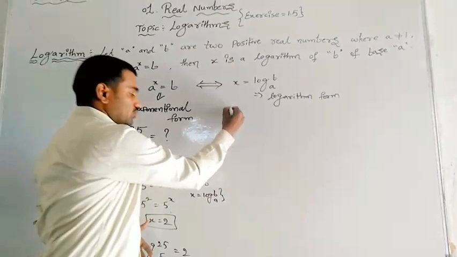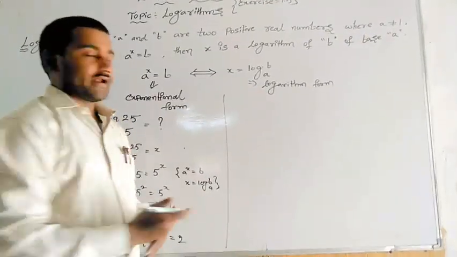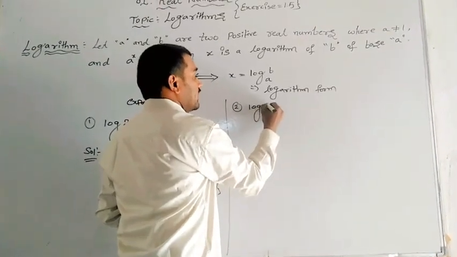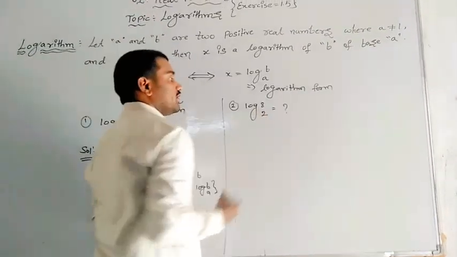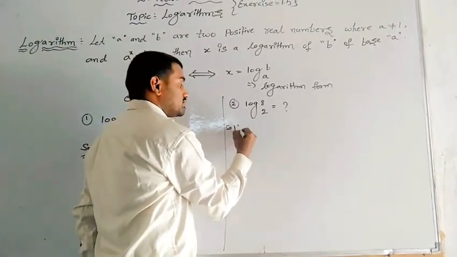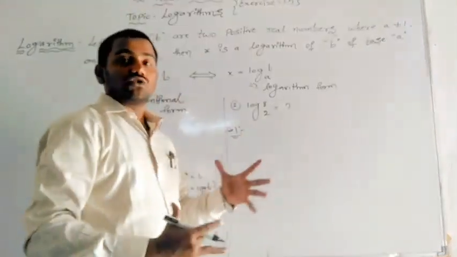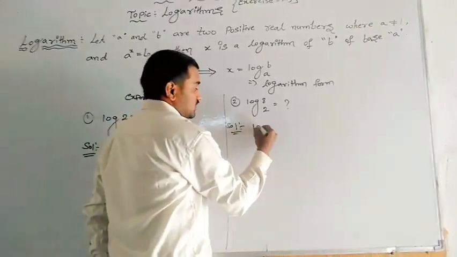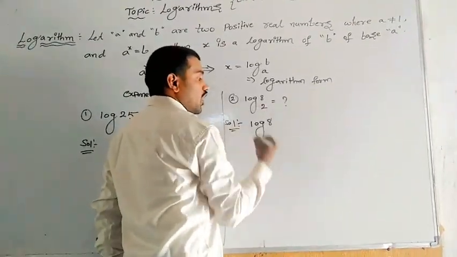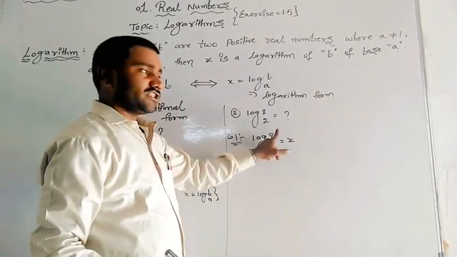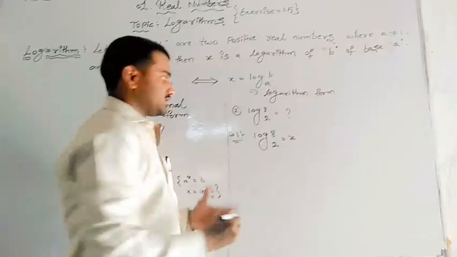Let's take one more question to understand better. Log 8 base 2, what is its value? Let's go for the normal solution. These are the normal process: logarithm form to exponential form. Let us assume log 8 base 2 equals x.